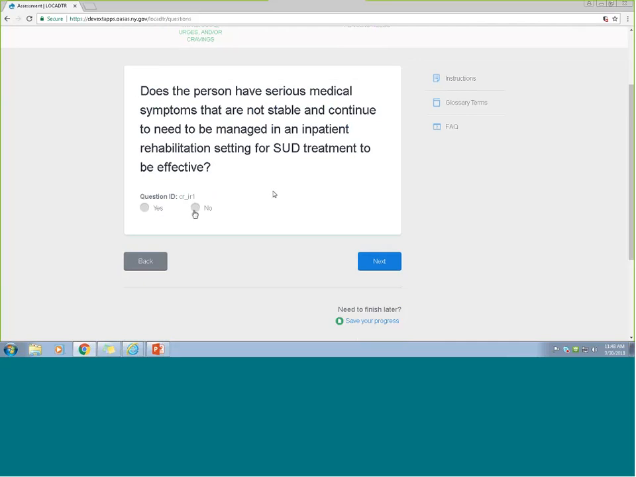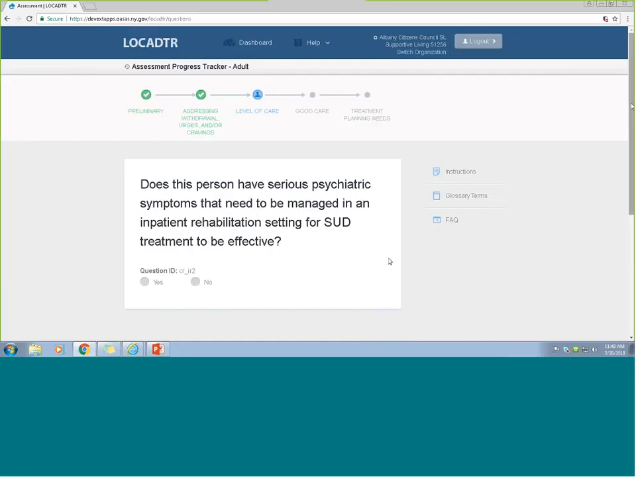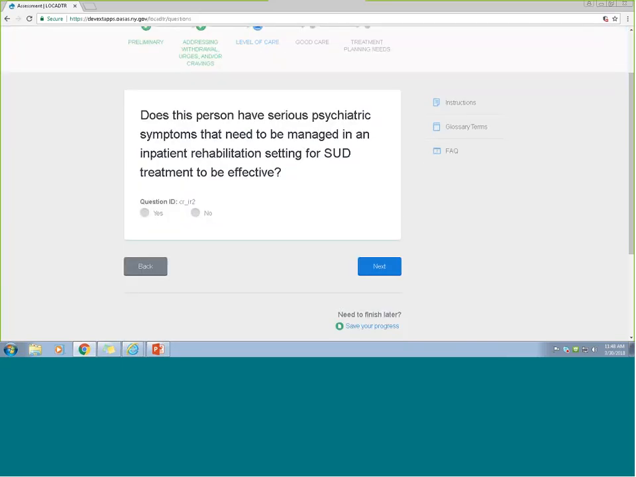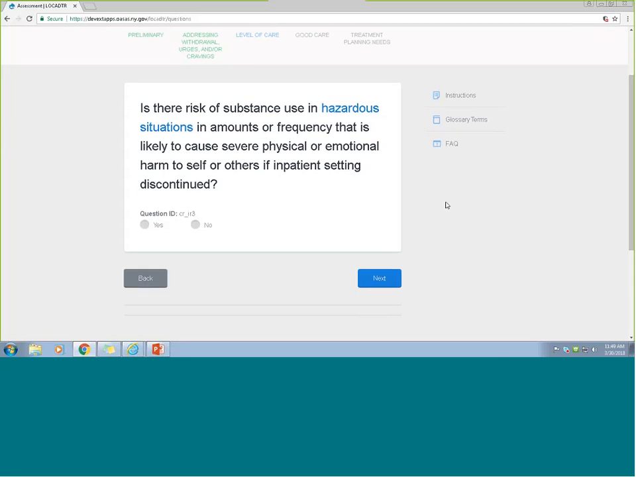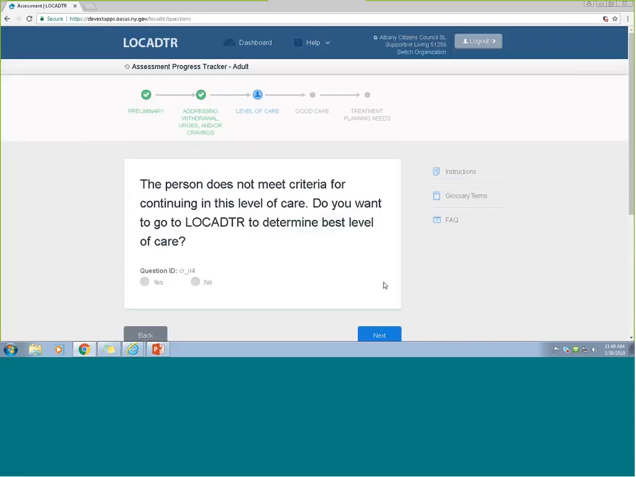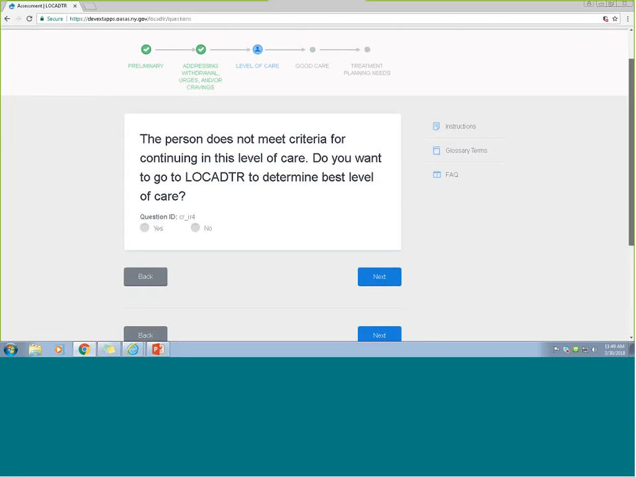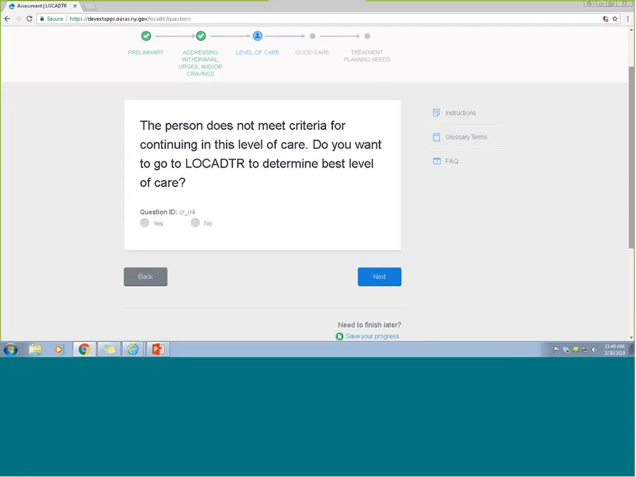We're going to say no, the person does not have serious medical symptoms that are not stable. We're going to say no to their serious psychiatric symptoms being unstable. And we're going to say no that they aren't at risk for use in hazardous situations if they were to discontinue this level of care. And it isn't that they're totally not at risk, because remember, anybody who could potentially use is at some level of risk, but that the risk is low.